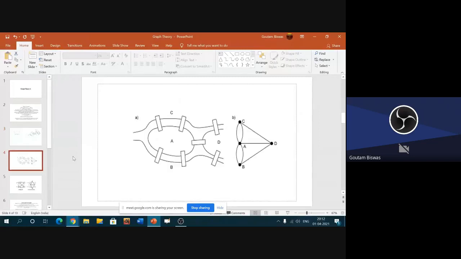Now this is how graph theory started. It is called the Königsberg bridge problem, where Euler's maternal uncle lived in Königsberg, and from 7 kilometers away it is a village.